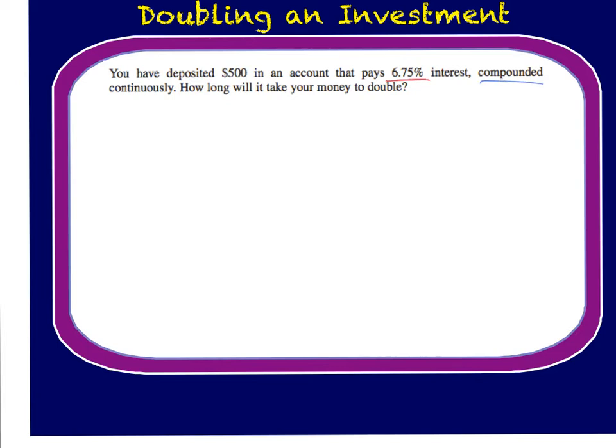All right. Compounded continuously. What does that mean? PERT. Okay, so I need my PERT formula. So it says, how long will it take my money to double? Test question is going to be double or triple, remember?